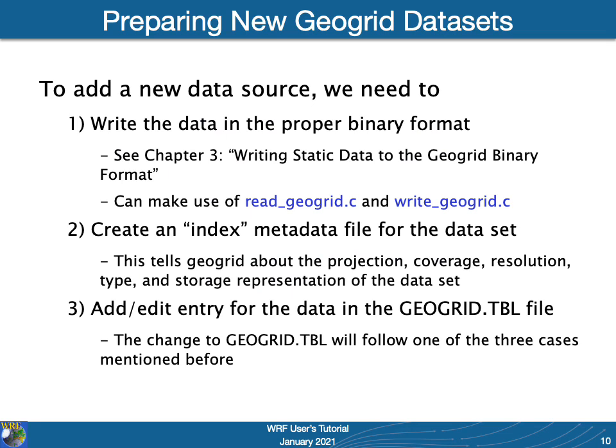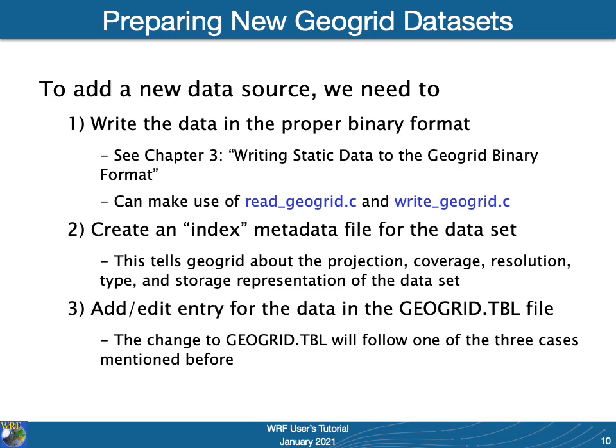So having talked about the different changes that we can make to the GeoGrid table to ingest the new source of data, we can summarize the complete process of bringing in new static terrestrial data sets through the GeoGrid program in 3 steps. So in the first step, we need to prepare our data set into a file format that is understandable by the GeoGrid program.